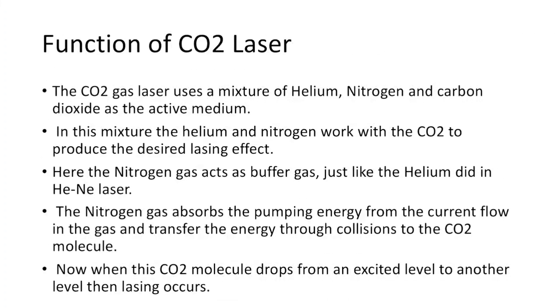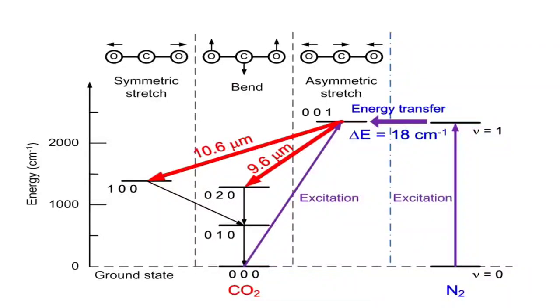So now let's see the function of the CO2 laser. The CO2 gas laser uses a mixture of helium, nitrogen and carbon dioxide as the active medium. In this mixture, the helium and nitrogen work with the CO2 to produce the desired lasing effect. Here the nitrogen gas acts as a buffer gas, just like the helium did in the helium-neon laser. The nitrogen gas absorbs the pumping energy from the current flow in the gas and transfers the energy through collisions to the CO2 molecule. Now when the CO2 molecule drops from an excited level to another level, then lasing occurs. So here we can see the diagram of it.